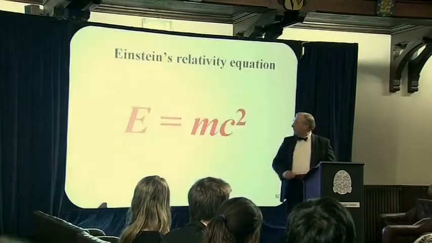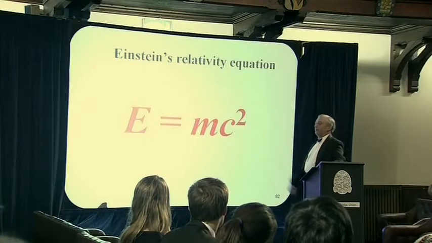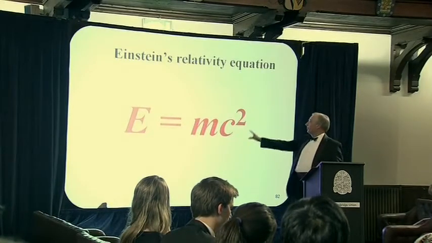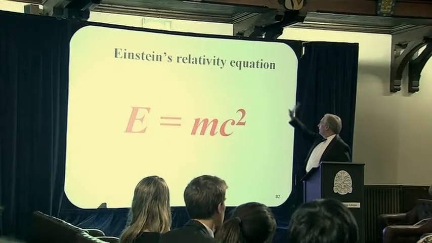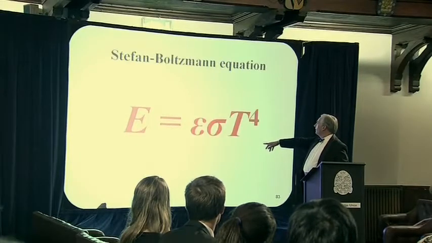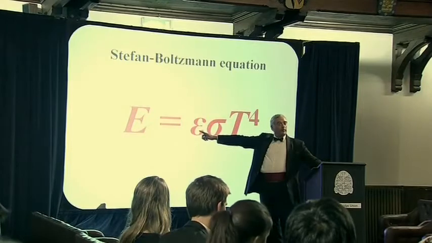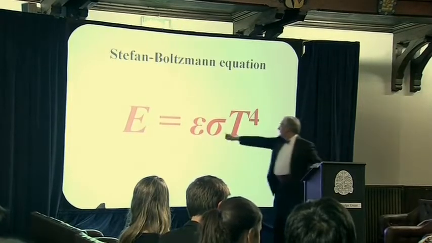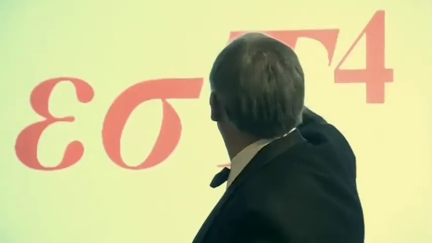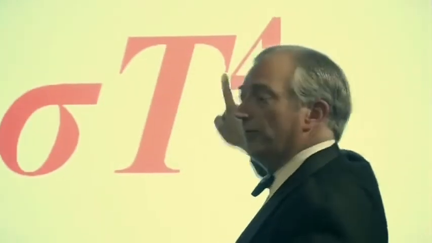So we now have to look at another equation. There we are. This one you'll all have known about. This is Einstein's equation. And now let's just magic it away and put another equation in its place. Broadly similar. You've still got radiant energy in watts per square meter on the left, but now you have emissivity, you have a constant, and you have temperature to the power of 4. Now this is the Stefan-Boltzmann equation.